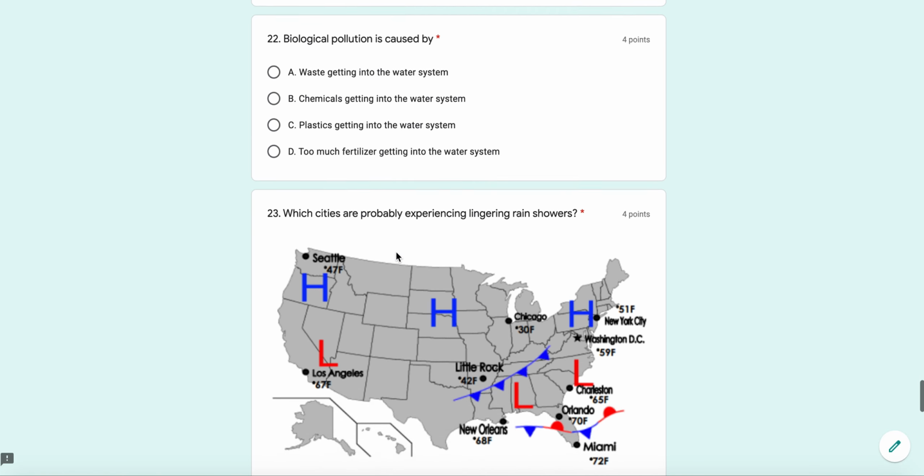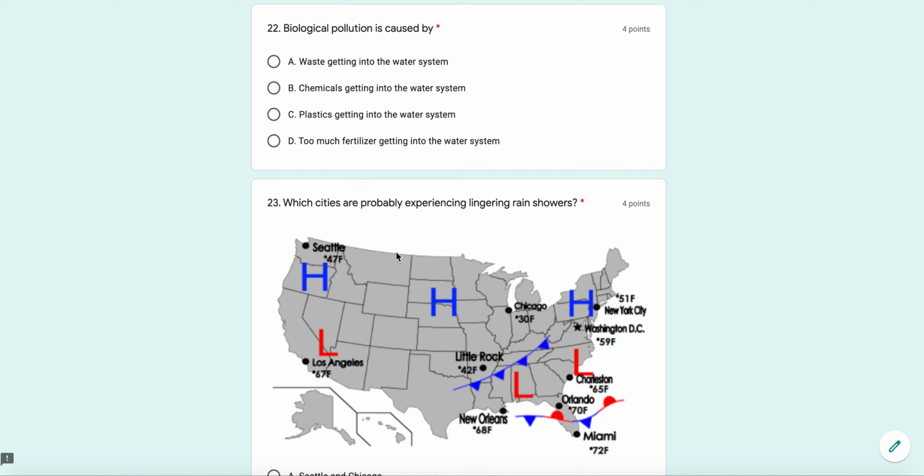Number 22, biological pollution is caused by A, waste getting into the water system. B, chemicals getting into the water system. C, plastics getting into the water system. D, too much fertilizer getting into the water system.